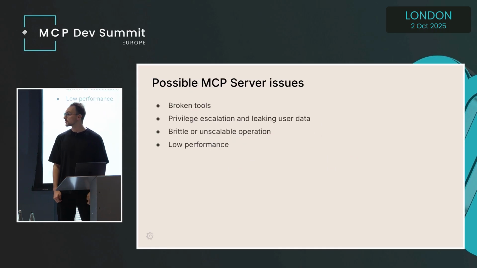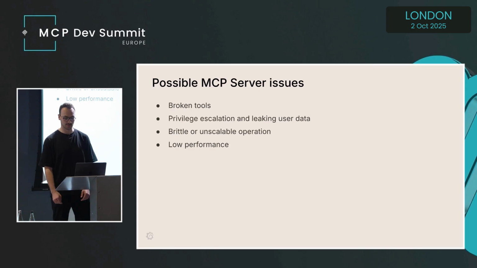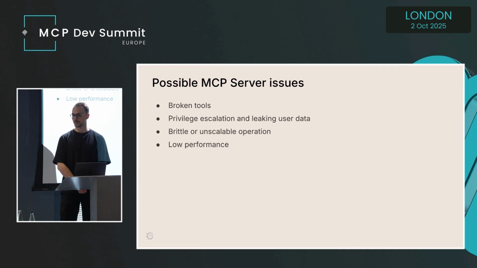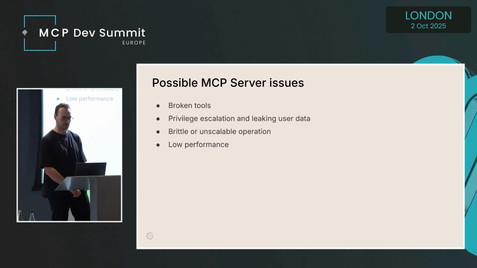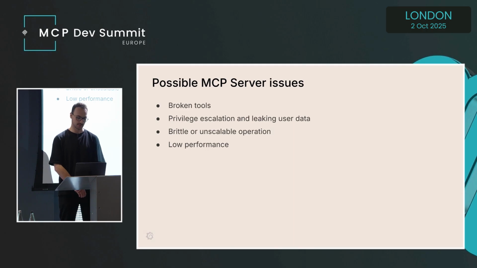So what are the possible issues in MCP servers? So we can have broken tools, which will also be the case of not properly tested functional requirement. We can have privilege escalation issues and leaking user data in our MCP server, which will be the example of the security risks. I'm sure all of you have heard plenty of examples during today's sessions about this.